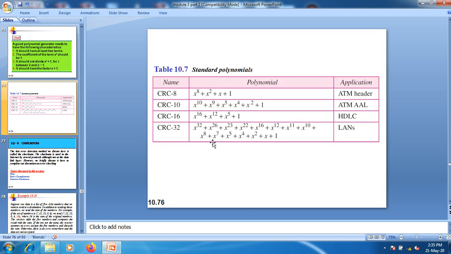These are some of the standard polynomial codes we use in different network applications. CRC 8 is used in the ATM header, CRC 10 in ATM AAL, CRC 16 in HDLC, and CRC 32 we use in LANs.